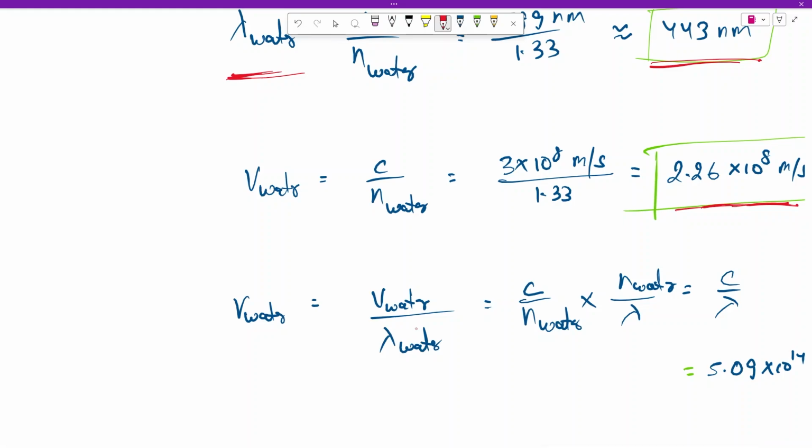We know that frequency is given by the speed divided by the wavelength. So if we divide these two quantities, the refractive index will cancel out, and the answer would be the same, that is, the frequency remains unchanged in water. Frequency is the property of the source and it doesn't change in any medium.